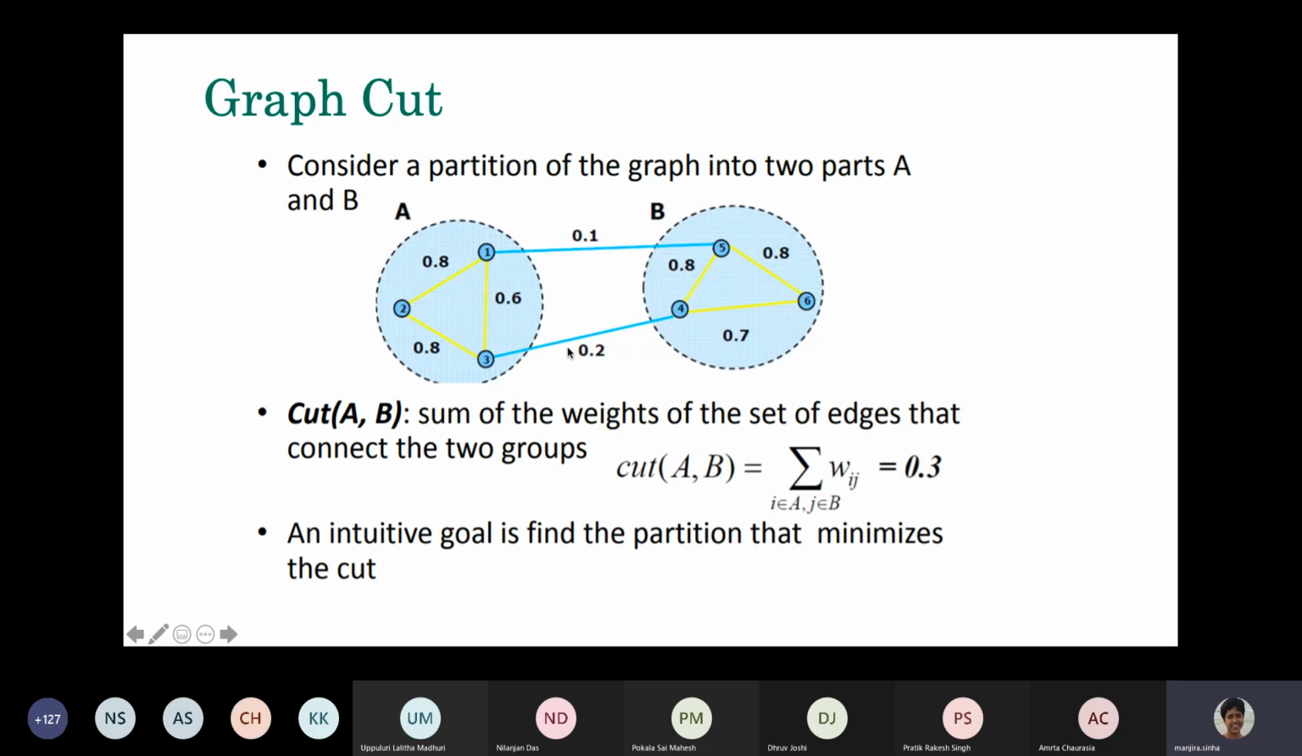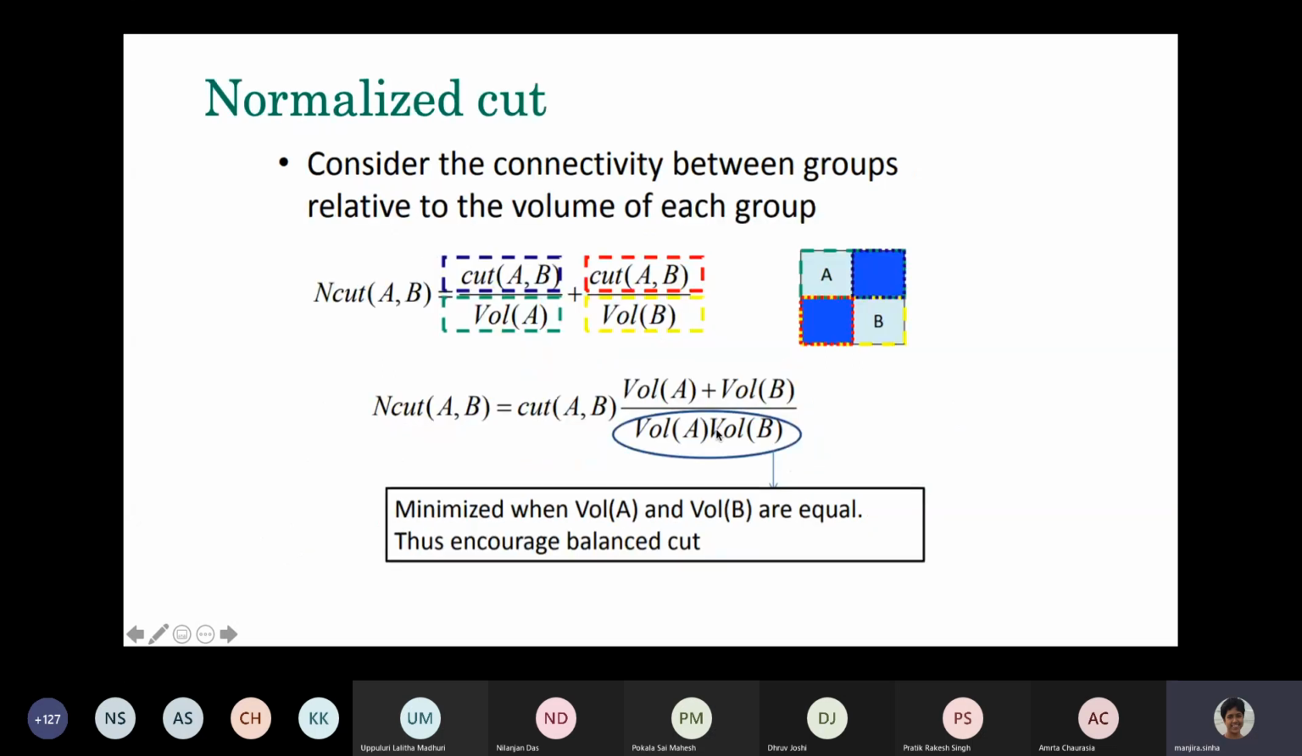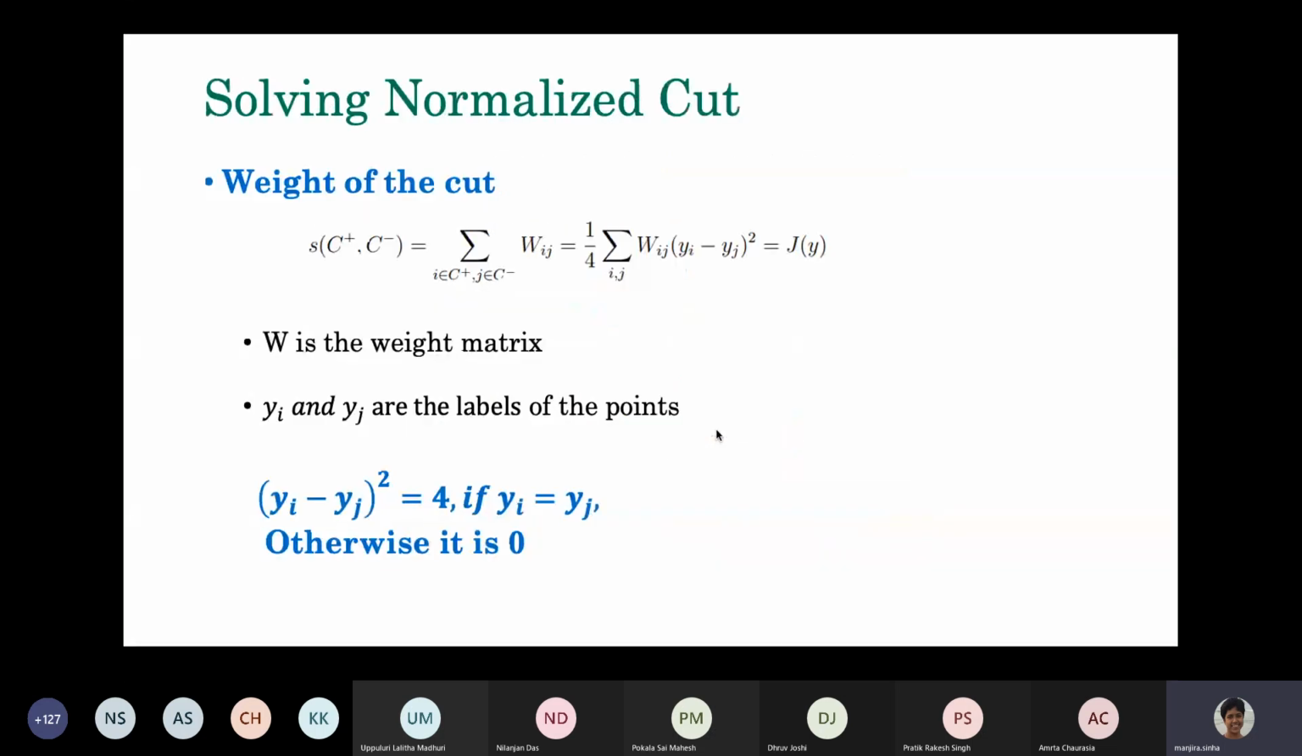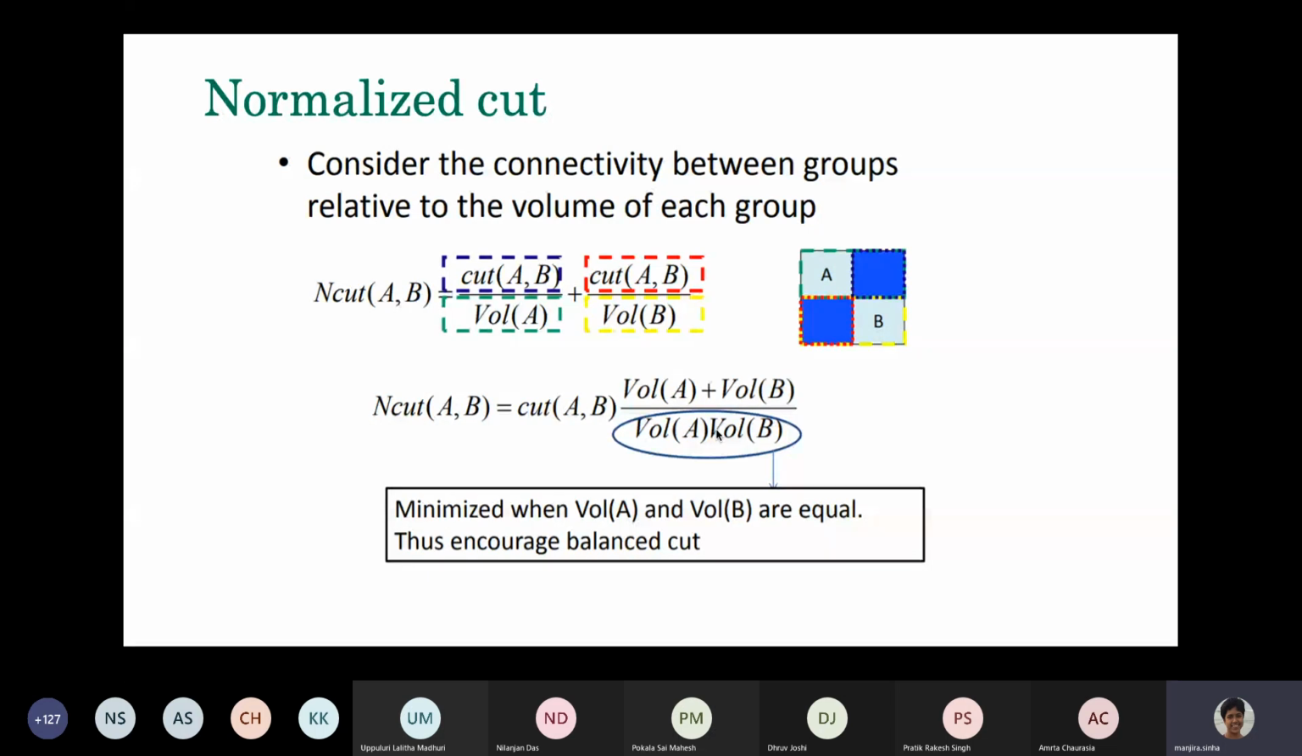Cut AB, as we have seen, is the sum of the edges across the two proposed partitions, which in this case is 0.3. And our goal is to find the partition that minimizes the cut. But why are we normalizing? Because as we have seen, not every time the min cut gives us the ideal cut. So how do we normalize? The normalized cut of A comma B is cut AB normalized by the respective volumes of A and volume of B.